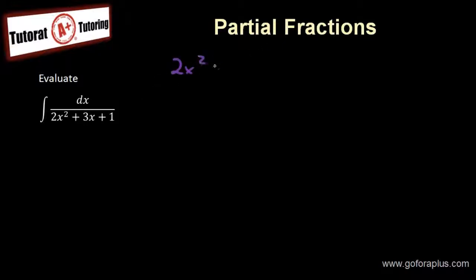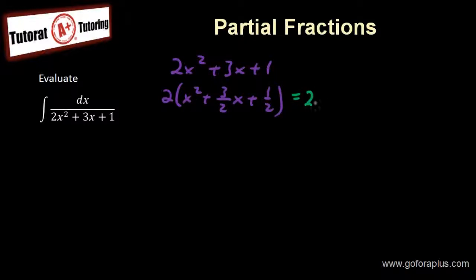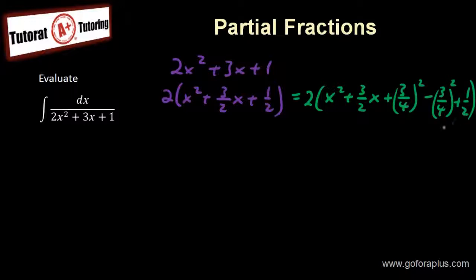So I have 2x squared plus 3x plus 1. To do completing the square, I have to factor out the 2 first: x squared plus 3 over 2 x plus 1 over 2. Now if I do completing the square, I have x squared plus 3 over 2 x plus 3 over 4 squared, minus 3 over 4 squared, plus 1/2. Okay, so this is how we do completing the square. If you forget about that, please review your notes on completing the square from high school.